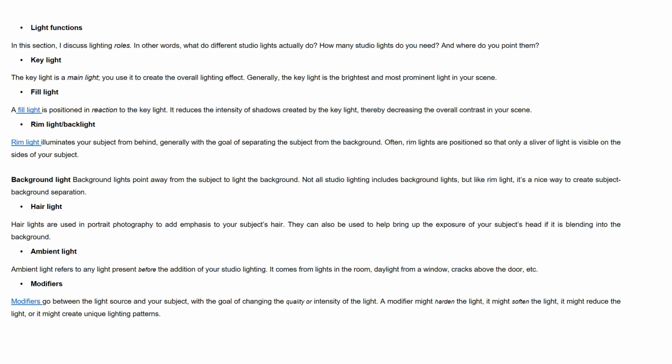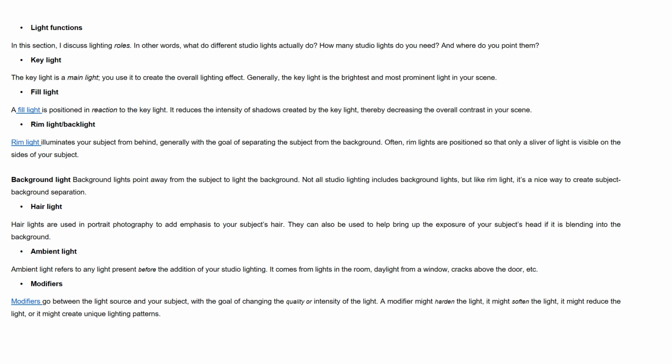The key light is the main light. You use it to create the overall lighting effect. Generally, the key light is the brightest and the most prominent light in your scene. Next is fill light. A fill light is positioned in reaction to the key light. It reduces the intensity of shadows created by the key light, thereby decreasing the overall contrast in your scene.